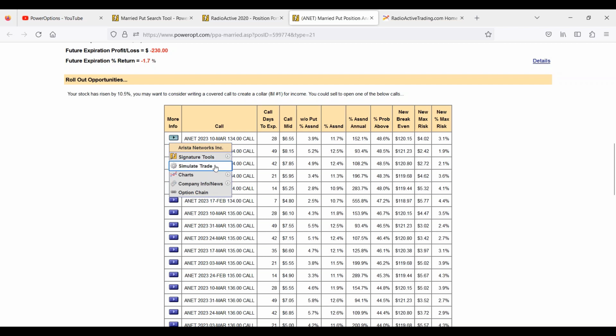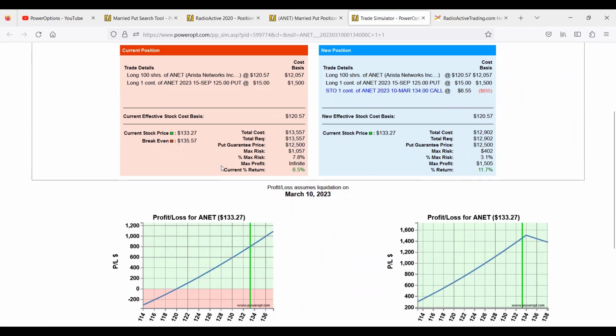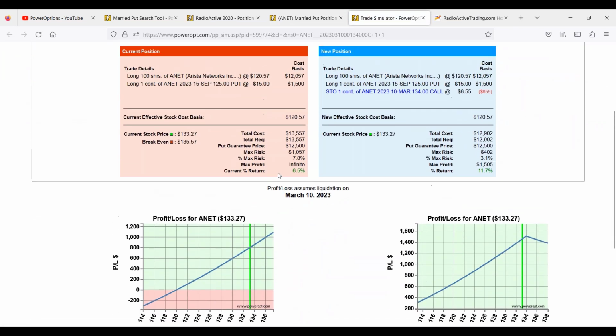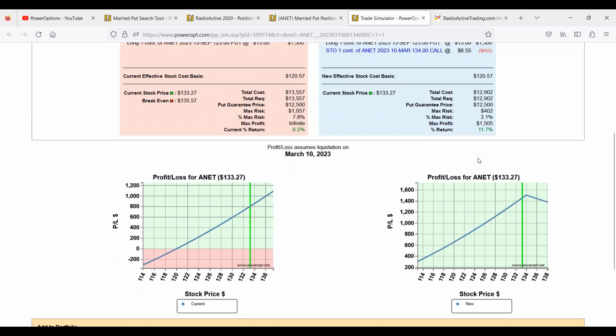As you see a rollout opportunity, you can compare the before and after position by going to simulate trade on that rollout opportunity. So I'm going from a married put position with a risk of 7.8%, current liquidation value of 6.5%, to a position that has a max return of 11.7 if Annette's right at 134 on March expiration, and I've cut the risk in half, more than in half, from 7.8 down to 3.1. But earnings are coming up in 3 days.